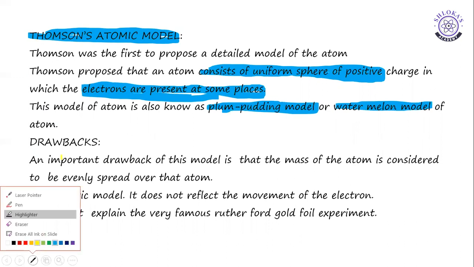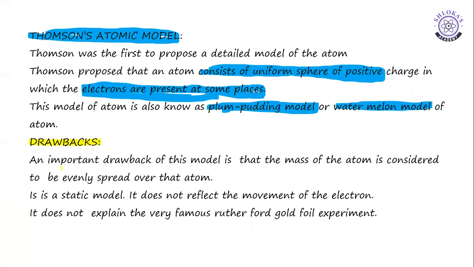Drawbacks of Thompson's atomic model. An important drawback of this model is that the mass of the atom is considered to be evenly spread over the atom. That means Thompson said that the positive charge is distributed throughout the sphere uniformly, which means all massive particles are also distributed throughout the sphere uniformly. That was wrong. And it is a static model, meaning this model did not say whether the electrons are moving or not. It does not reflect the movement of the electron. That is why it was a static model. So that was also one of the drawbacks.